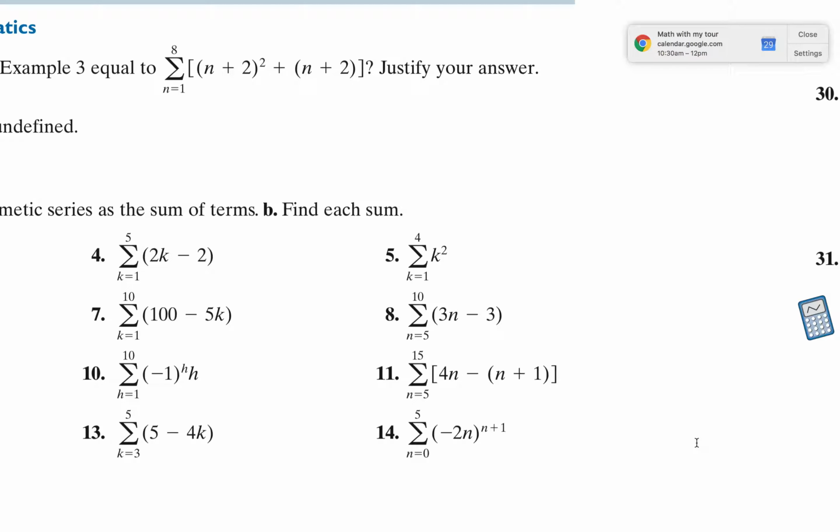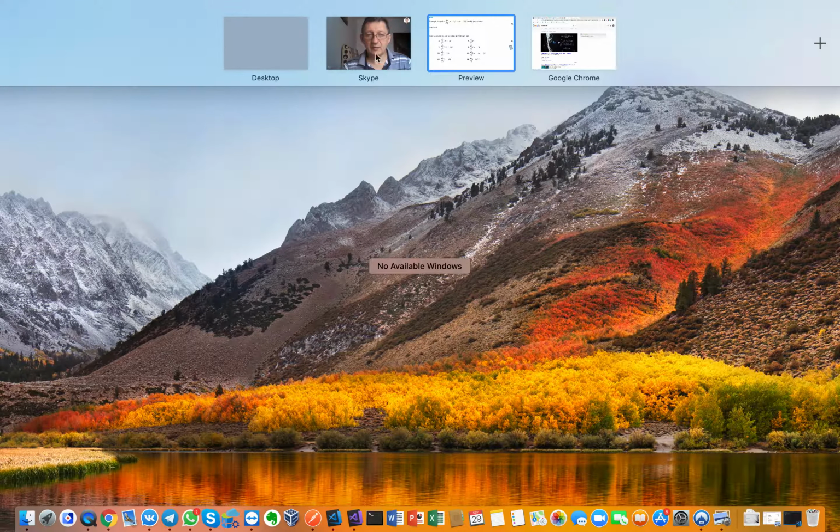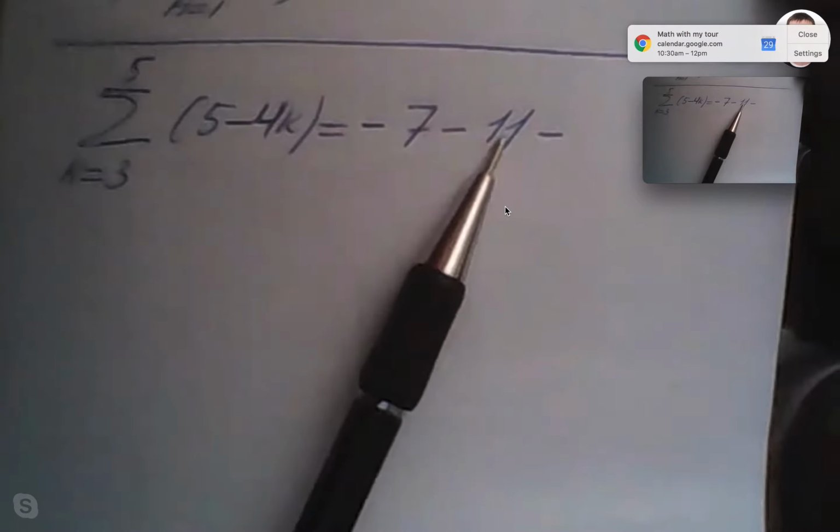Negative 11. So the next is... Can you see the pattern? What is the next term? What is the common difference? Negative 4. Yeah, negative 4. So the next term is going to be negative 15. And basically you don't need any formula. You just add them and put the negative sign in front of the sum.